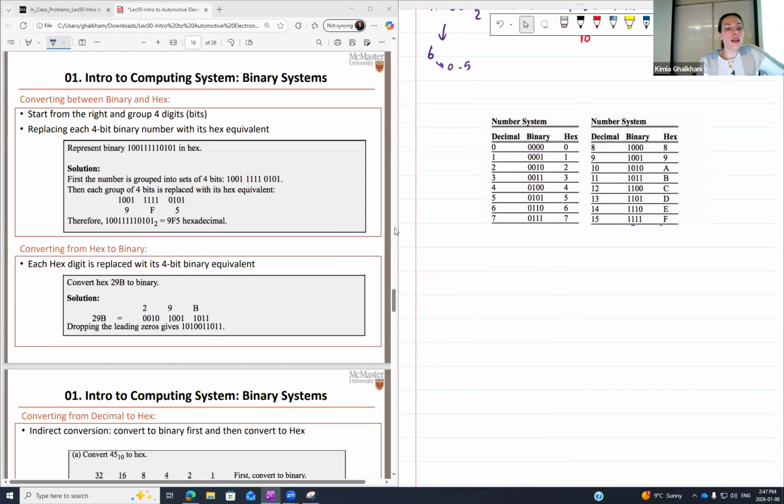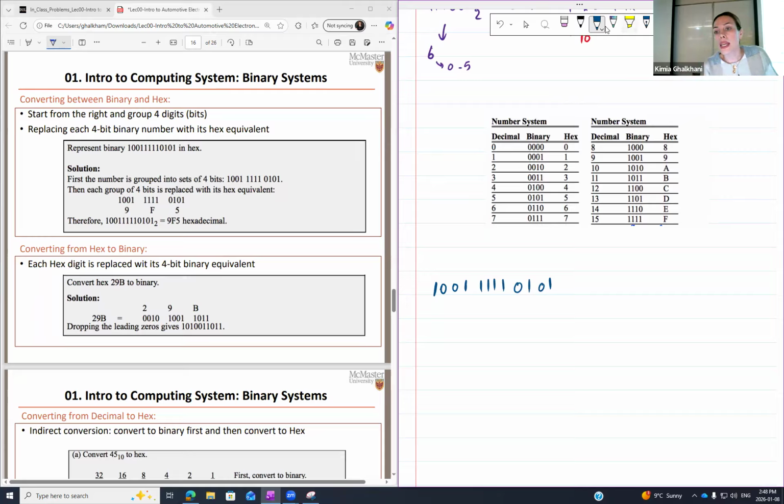Suppose I'm having again some binary number. It's a big one: 1 0 0 1 1 1 1 1 0 1 0 1. There is a rule of thumb here. Anytime I have a huge binary number, a combination of zeros and 1s, I always start putting them in groups of 4. This part is the tricky part: from right to left, not otherwise.